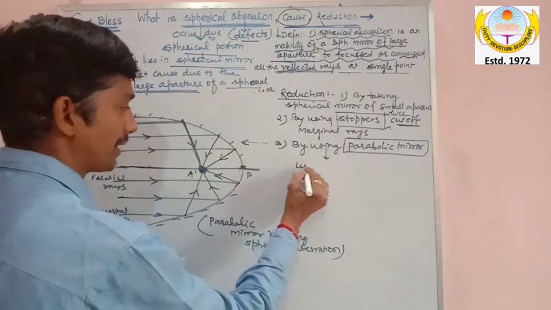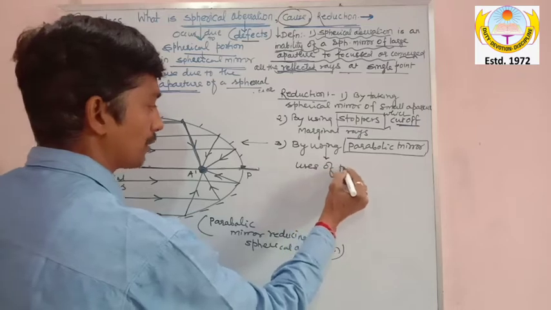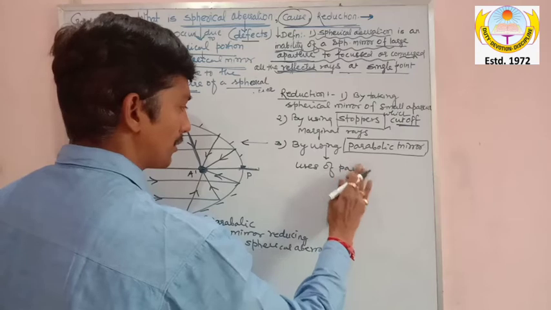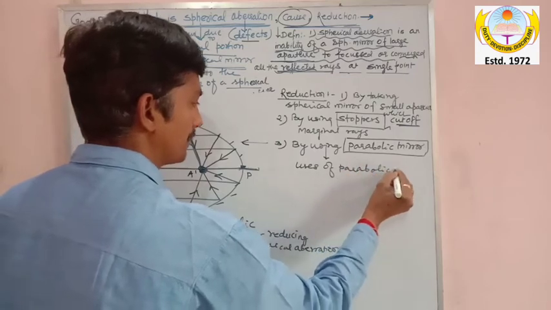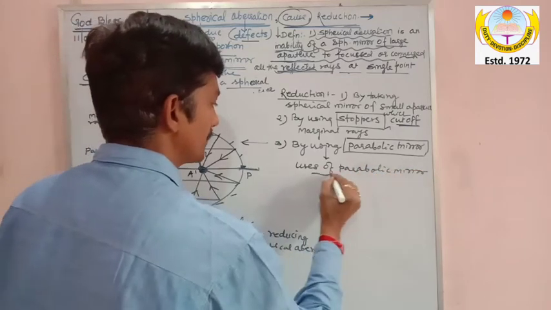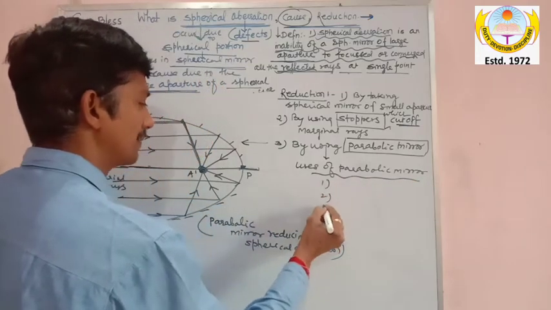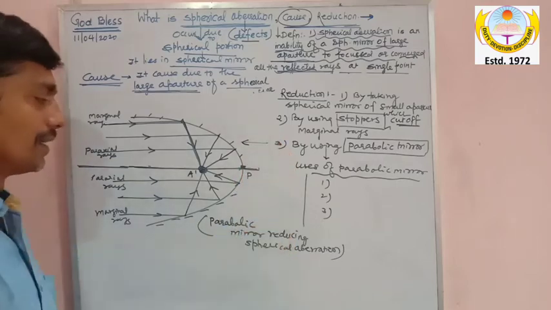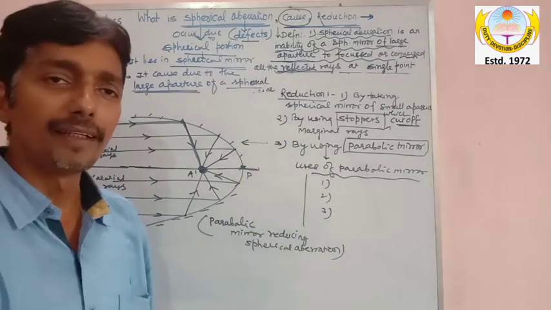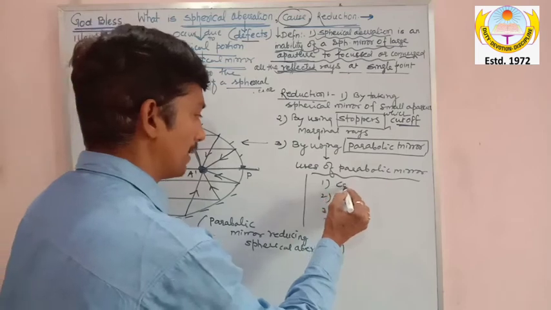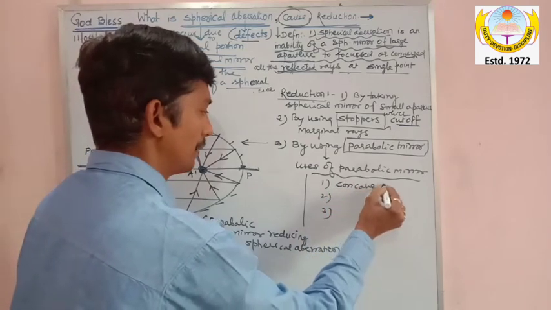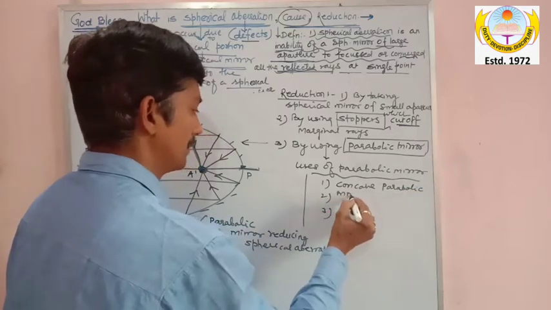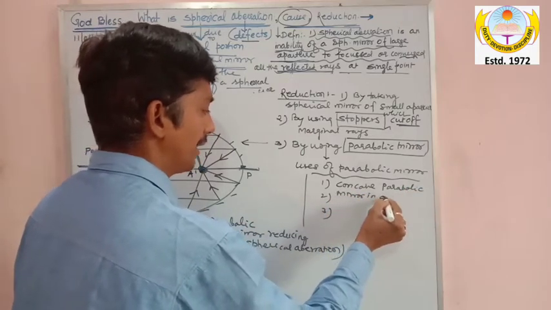Now next, my dear, is an important question from the board point of view: uses of the parabolic mirror. And you should be aware of it also, because the topic is like that. Beautiful uses. I am writing here, uses of the parabolic mirror. Now what are the uses of the parabolic mirror? My dear, we use a concave parabolic mirror in dish antenna.